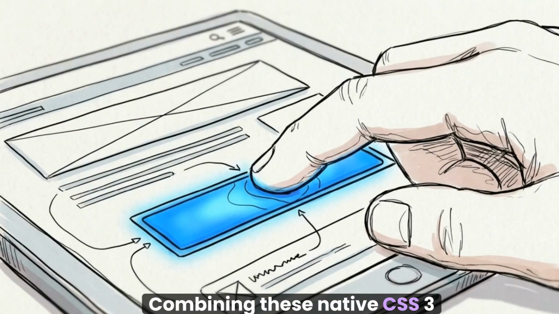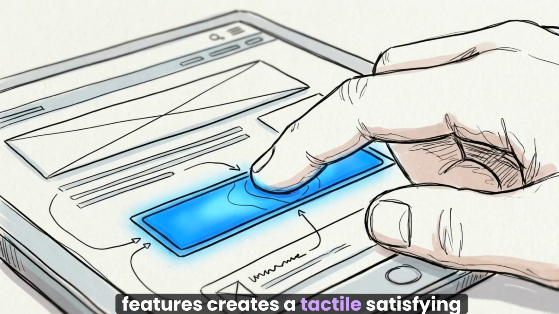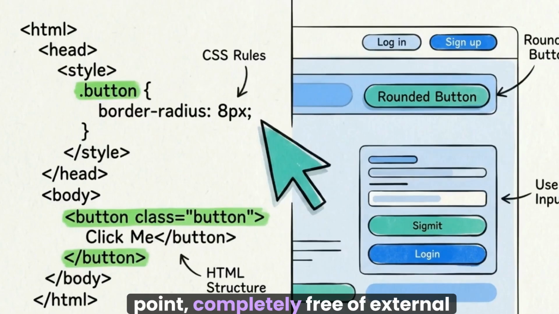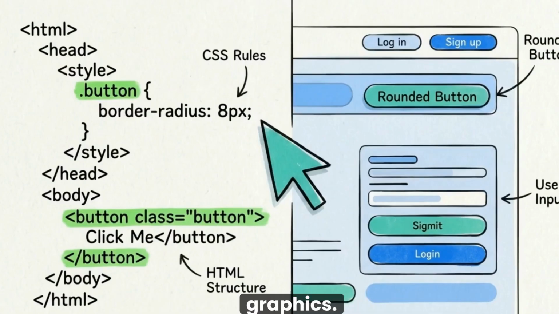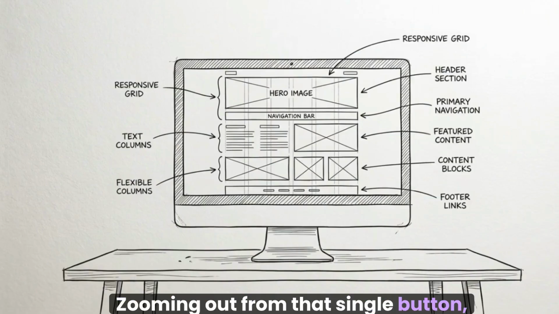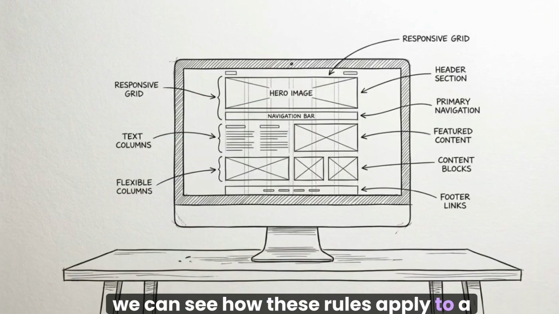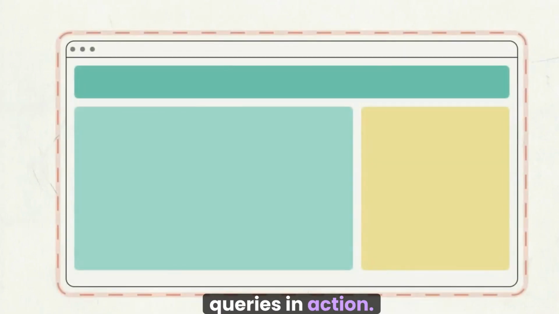Combining these native CSS3 features creates a tactile, satisfying user experience out of a simple button, completely free of external graphics. Zooming out from that single button, we can see how these rules apply to a fully realized, lightweight modern web page. This animation shows CSS3 media queries in action.